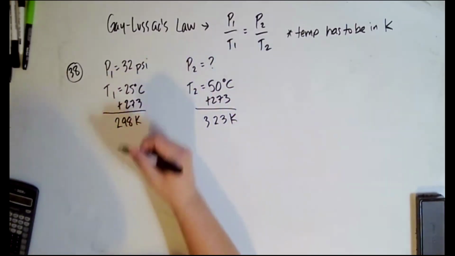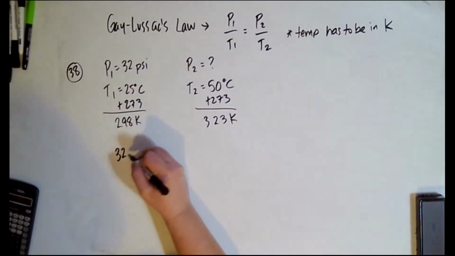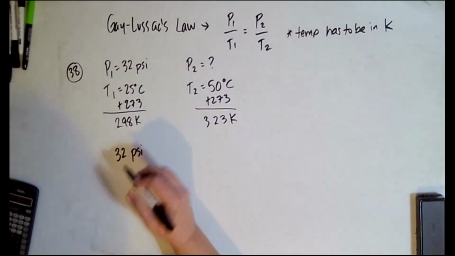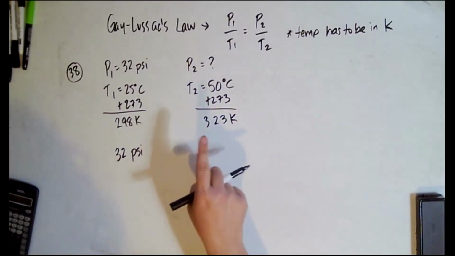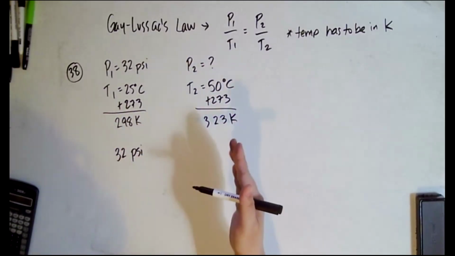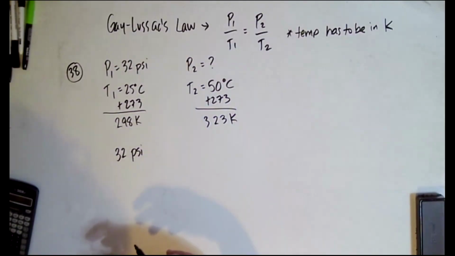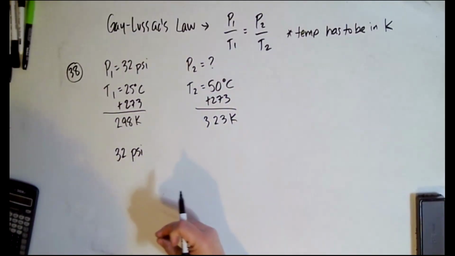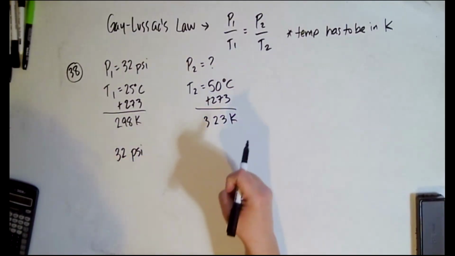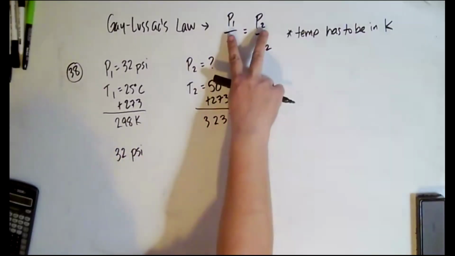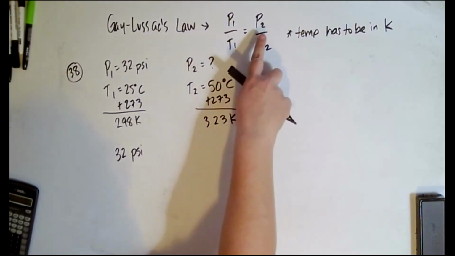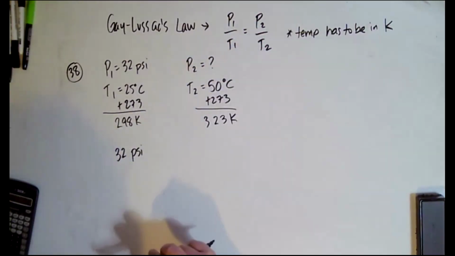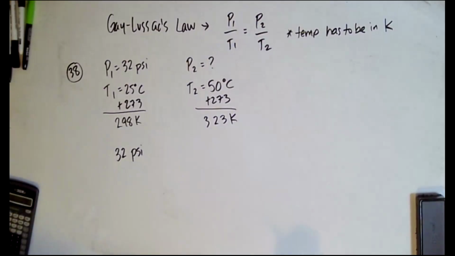So our P1 is going to be our 32 psi. The units for your pressure don't matter in your simple gas laws, like in Gay-Lussac's law or in Boyle's law. The only thing that matters in terms of the pressure unit that you use for these calculations is that they have to match each other. So if you use PSI here, we're going to be solving with a PSI unit for pressure too. Or you can convert them both into atmospheres if you'd like.